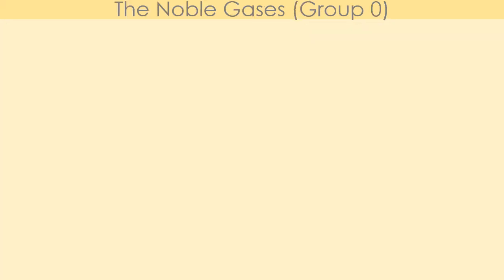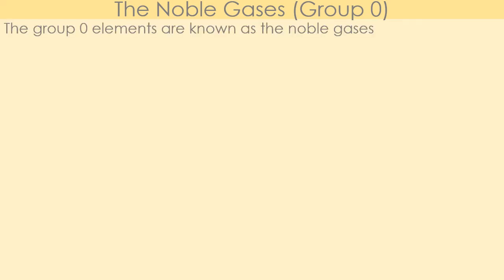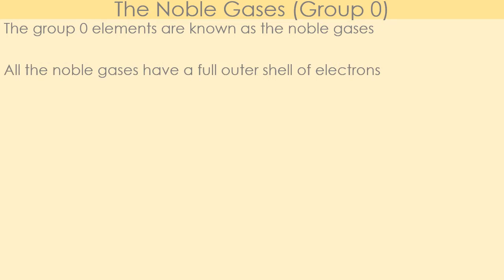The first one we're going to have a look at are the noble gases. That is group 0. So the group 0 elements are known as the noble gases. Now they all have a full outer shell of electrons. You remember that would be 8 electrons, apart from the helium, which only has 2. Why does it only have 2? Because that first outer shell is just 2 electrons.